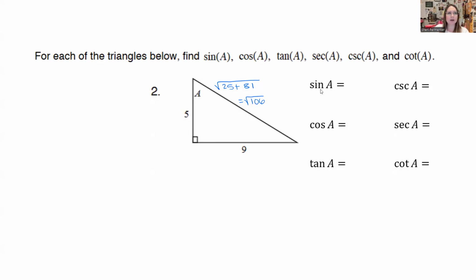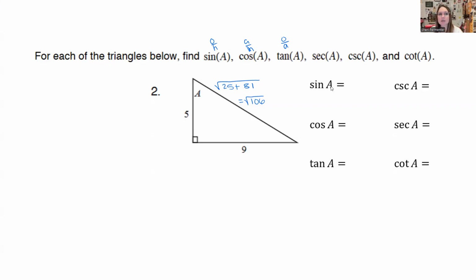Well, we can remember SOHCAHTOA. If you want to write these down, you can. Sine is going to be opposite over hypotenuse, cosine is adjacent over hypotenuse, and tangent is opposite over adjacent. I'm going to label the triangle. If you don't know what O, A, and H are, then you're never going to get the trig ratios correct.